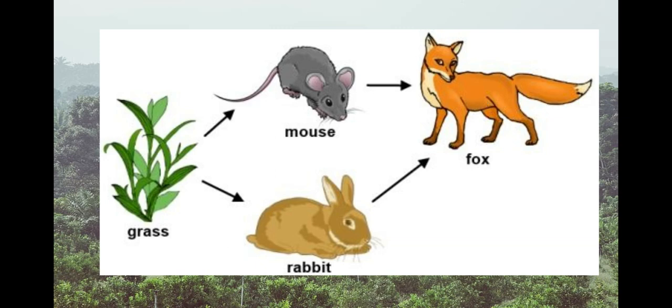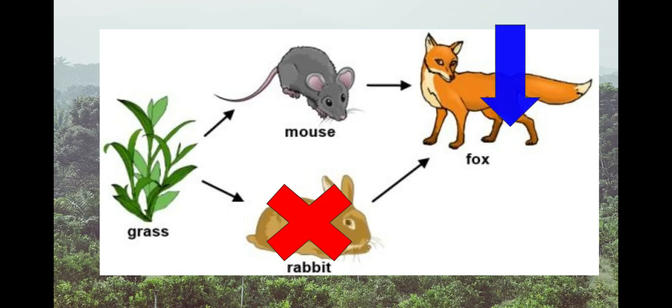What would happen in this scenario if hunting goes unregulated and the rabbit population disappeared? The fox population would decrease because they lost their primary food source. And because the primary predators decreased in this ecosystem, that would cause the mouse population to increase.